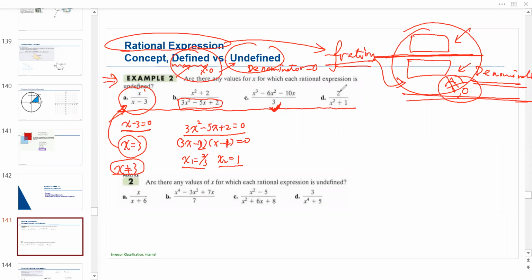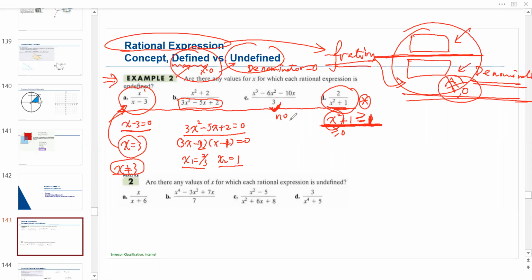For the fourth, this D, x squared plus 1. Is it possibly equal to 0? Not, right? Because x squared is always greater than or equal to 0. This is a positive number or 0, and plus 1. So it means the whole of this is greater than or equal to 1, right? So it never equals 0. So there's no undefined situation for this part, for the D.